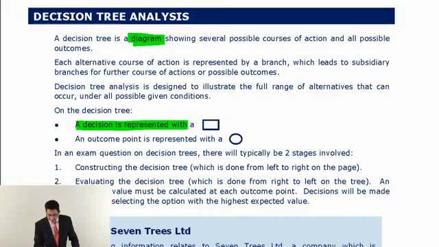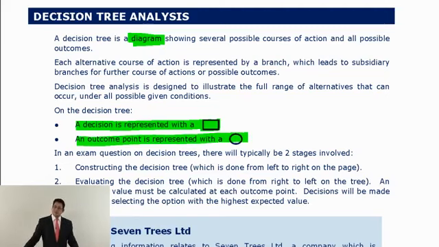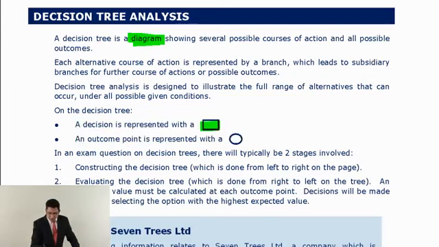A decision is represented by a square. Some people call it a decision point; I am standing here, so this point will become a square. And then whether I go this way or that way, something will occur, and that something which is going to occur is called an outcome. So an outcome point is represented by a circle. Decisions and outcomes are connected by lines or connectors, straight lines.